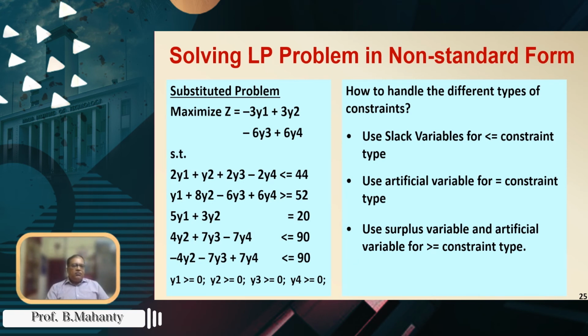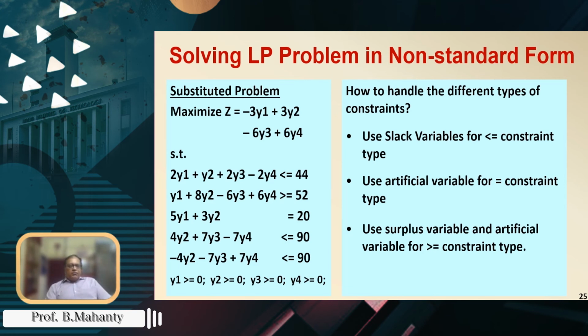Maximize minus 3y1 plus 3y2 minus 6y3 plus 6y4. The first constraint is less than or equal to 44. The second constraint is greater than or equal to 52. The third constraint is equal to 20. The fourth constraint is less than or equal to 90, and the fifth constraint is less than or equal to 90, and all y variables are greater than or equal to 0.